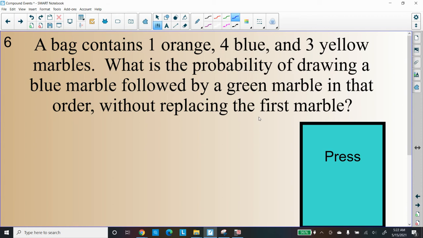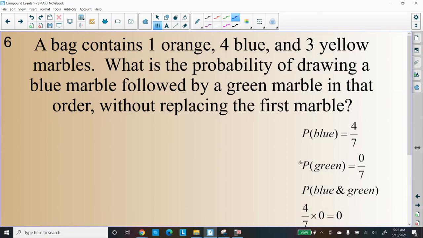Where's the green marbles, Dr. Rob? I don't see any green marbles. That's interesting. Is that possible? If you said it's not possible, guess what? You are correct. Probability of a blue marble would be 4 out of 8. And the probability of getting a green marble, once we took out, without replacing the first marble, hopefully you took out the blue marble, there's 7 marbles left, and there's 0 green marbles.